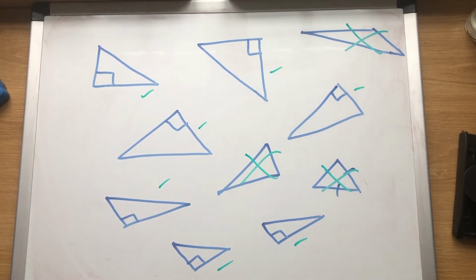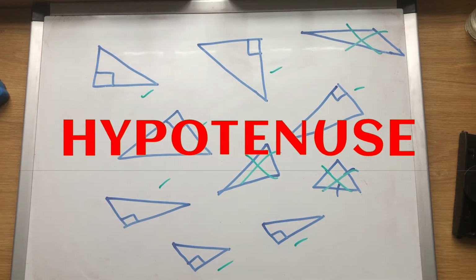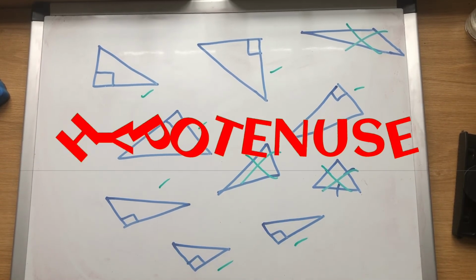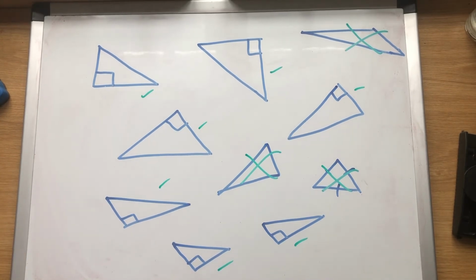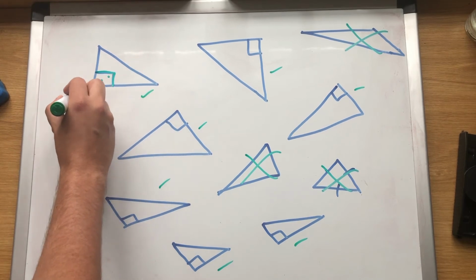Next thing is now we need to know this word here, hypotenuse. It's going to flash up on the screen now, hypotenuse. So the hypotenuse is the longest side. It is the longest side in a triangle. The hypotenuse, really handily, is always opposite the right angle.